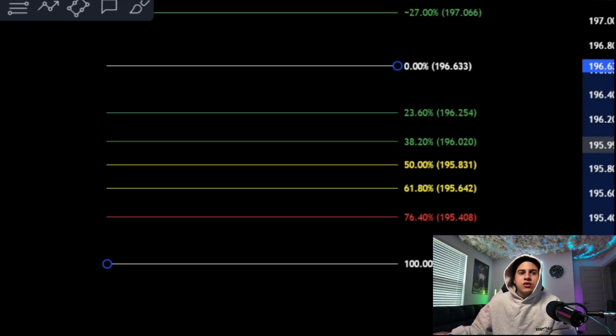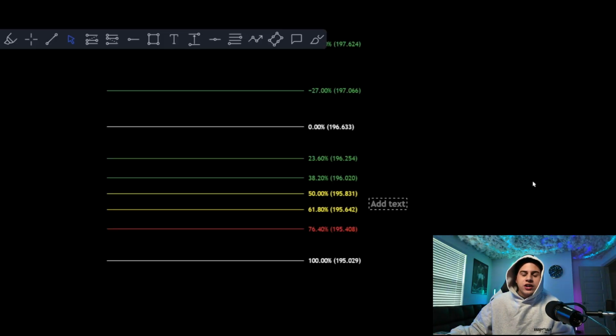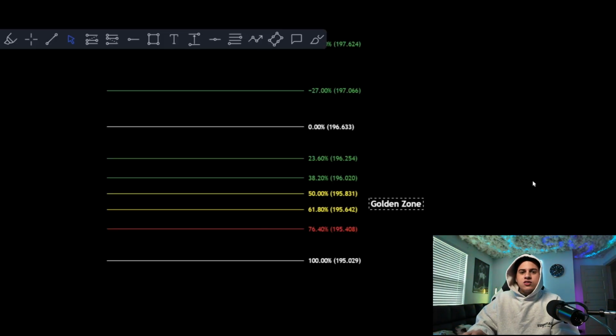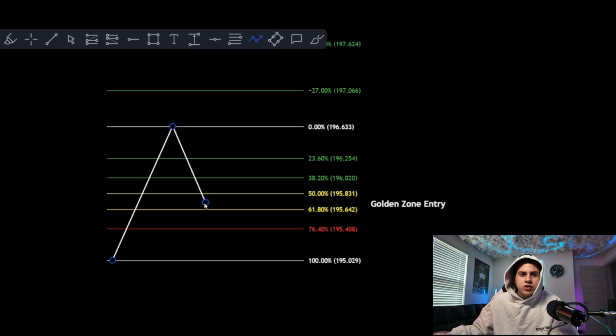Each of these levels that I have drawn on my Fibonacci tool have a meaning. So here you're going to have the 50 and 618. This is your prime entry point. This is your golden zone in between the 50 and the 618. If price comes up from point A to point B and comes back to your golden zone, this is a perfect entry zone right here.